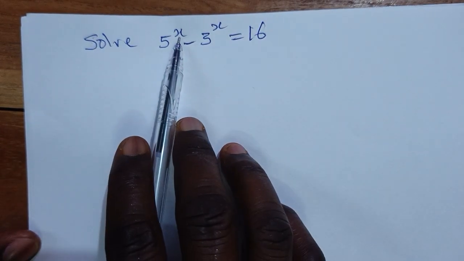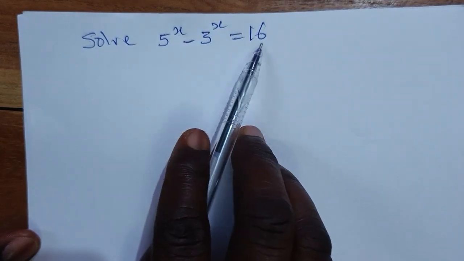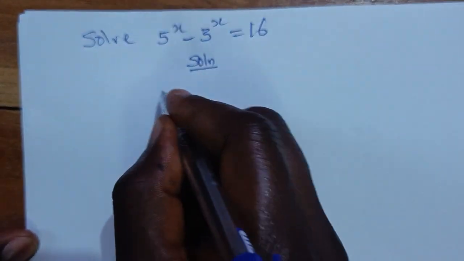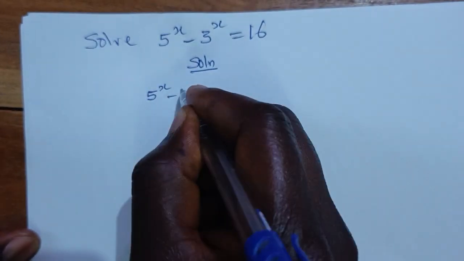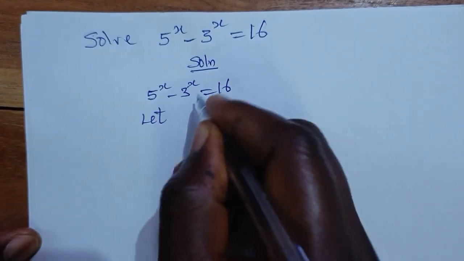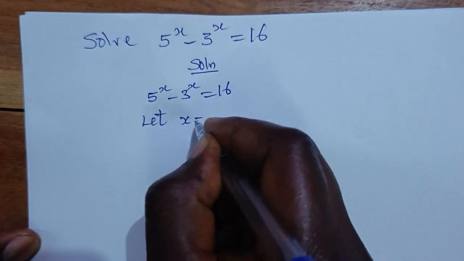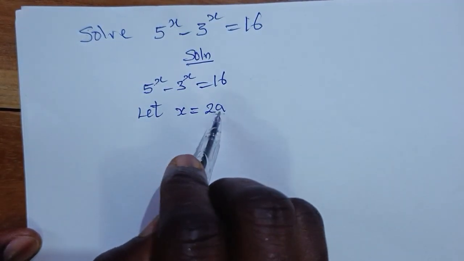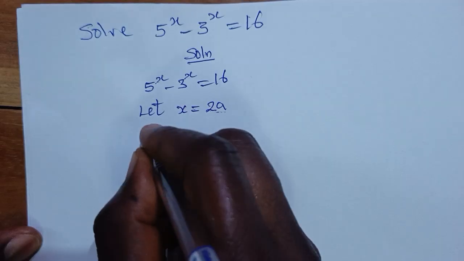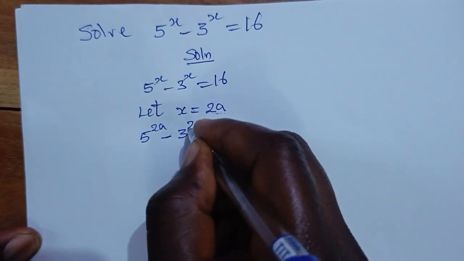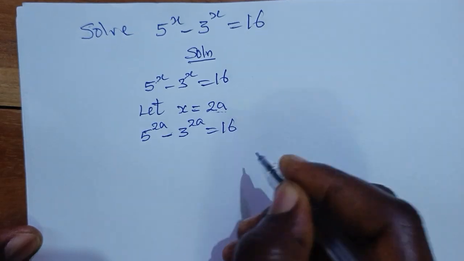Solve 5 raised to power x minus 3 raised to power x equals 16. We have 5 raised to power x minus 3 raised to power x equals 16. Let x equals 2a. We are replacing the given power with another power. So we have 5 raised to power 2a minus 3 raised to power 2a equals 16.